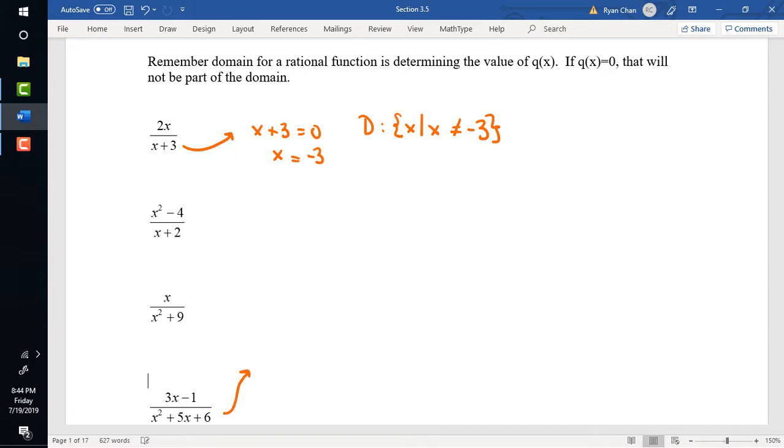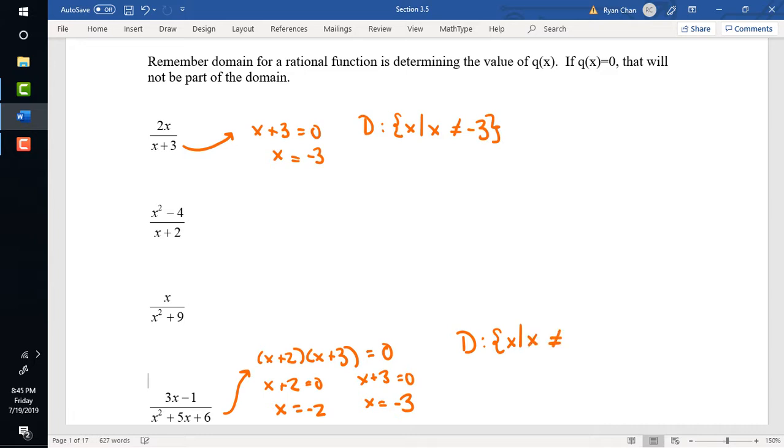Same thing. We'll do this bottom one right here. I can factor this one. This is x plus 2 times the quantity x plus 3, and I can set that equal to 0. I have x plus 2 equal to 0 and x plus 3 equal to 0. x is equal to -3, x is equal to -2. So I would say my domain is x such that x cannot equal -2 and -3.